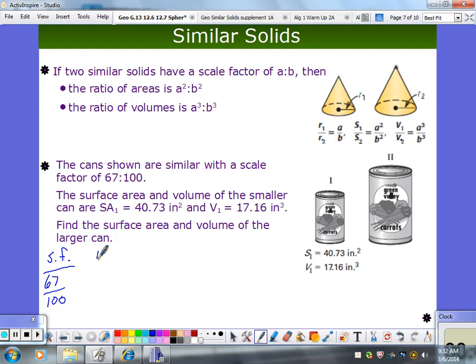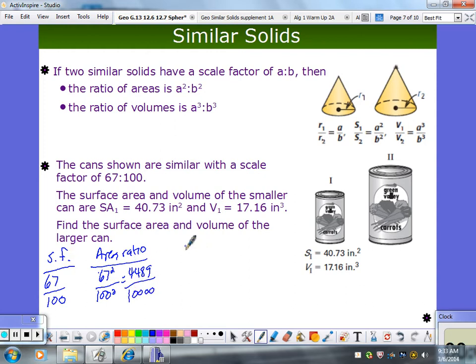To find the area ratio, what do I do? Square it. Oh, and I'm going to get some big giant number here. 4489. I can square 100 pretty easily, right? 4 zeros now. That's the area ratio.